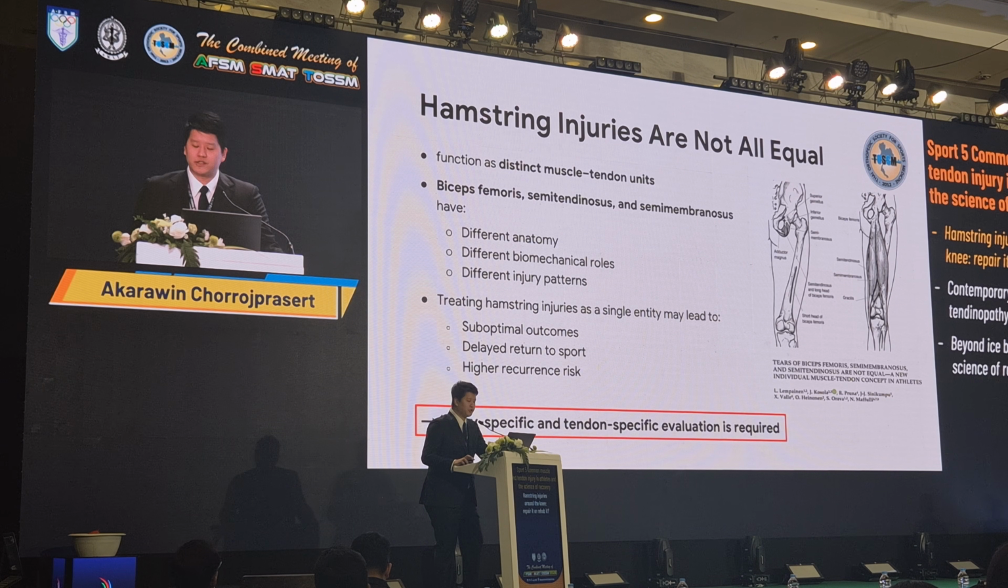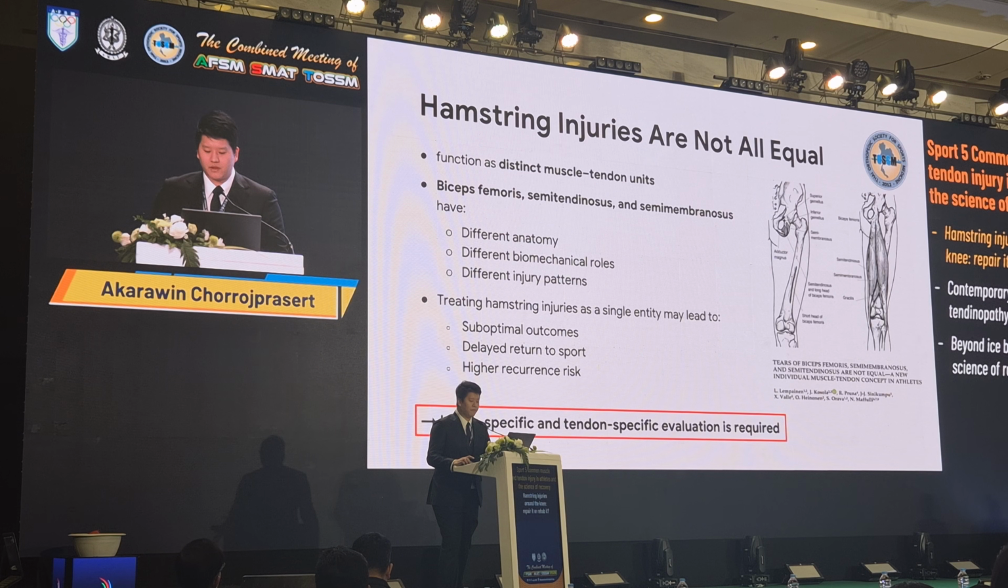An important conceptual shift is recognizing that hamstring injuries are not a single entity. The biceps femoris, semitendinosus, and semimembranosus function as distinct muscle-tendon units with different anatomy, biomechanics, and injury patterns. Treating all hamstring injuries in the same way may lead to suboptimal outcomes. This supports the need for injury-specific and tendon-specific evaluation and management.